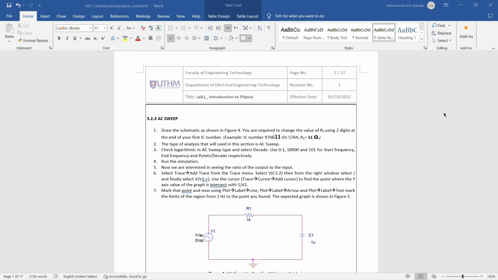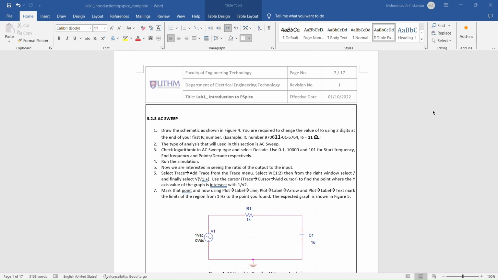AC sweep is a simulation that examines how a circuit's output voltage and current respond to different frequencies. This allows you to examine how the output voltage or current throughout the circuit responds to different driving frequencies.